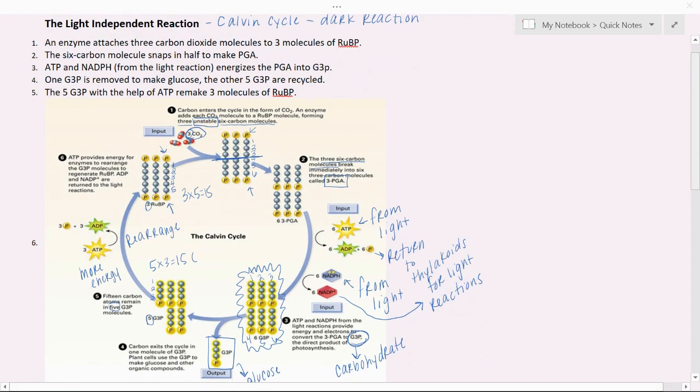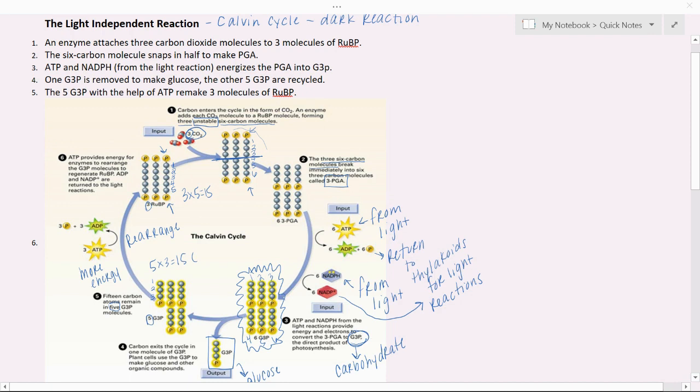So we have 3 carbon dioxides that enter into the Calvin cycle, and they join onto these 3 RuBPs using an enzyme. But this RuBP plus the carbon dioxide is a very unstable molecule. And what happens is that molecule splits in half in order to make more stable 3-PGA, which again is called 3-phosphoglycerate. Then we have the energy coming in from the light reactions in the form of ATP and NADPH to provide the energy in order to make our 3-PGA turn into G3P.